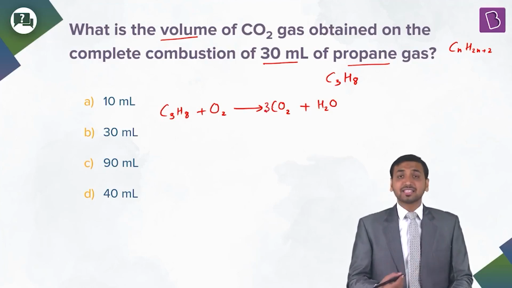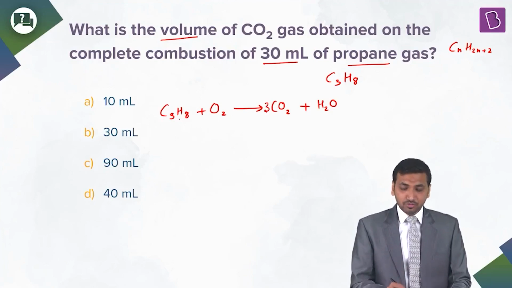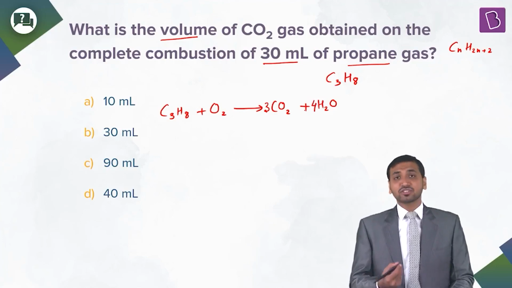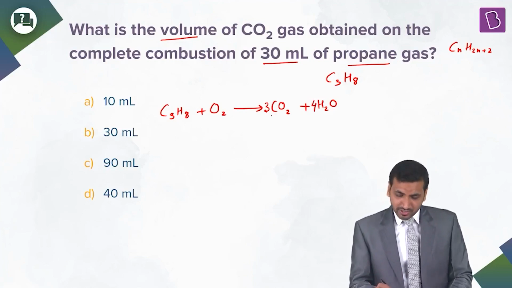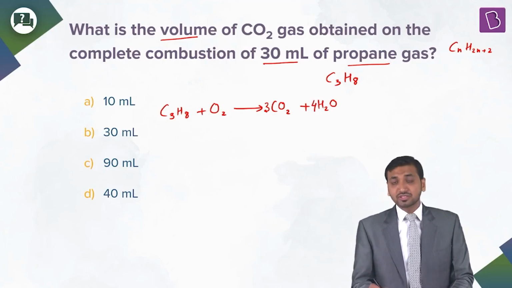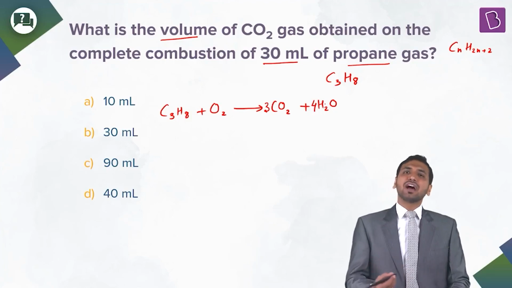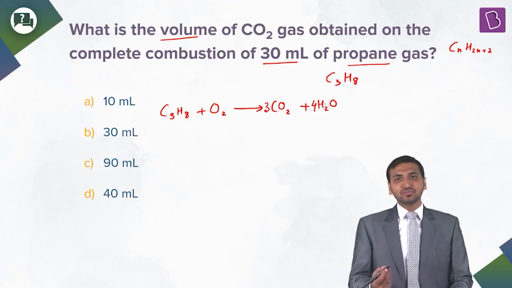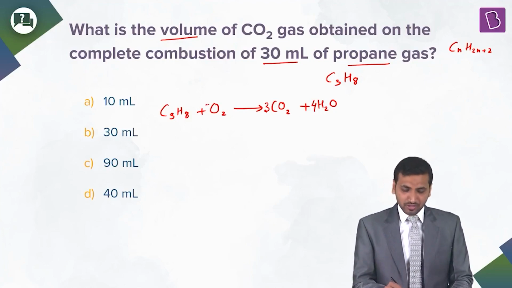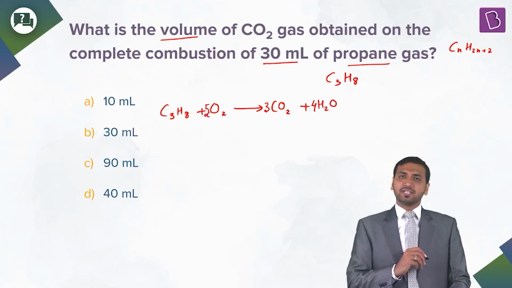The next thing is hydrogen. We have 8 hydrogen in propane. So we have to multiply water with 4. 4 into 2 becomes 8. Okay. The last element is oxygen that is left. On the product side, you have 3 into 2, 6 oxygen in CO2 and 4 oxygen in water. So in total, you have 10 oxygen atoms on the product side. So we have to multiply O2 with 5, right?